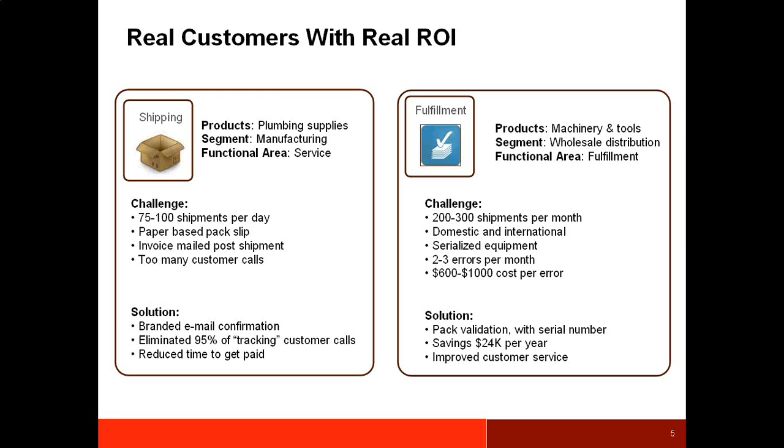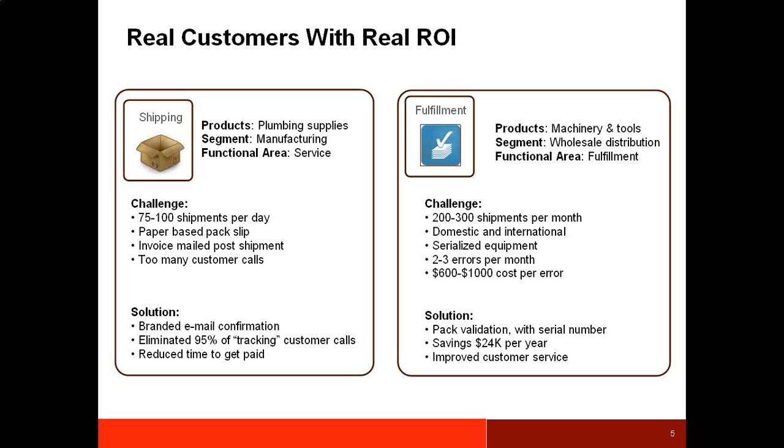The other example here is a company that sells machinery and tools, so bigger, heavier pieces of equipment, and they really faced some challenges where it wasn't super high volume per day, but the cost of a mistake was very, very high. It was $600 to $1,000.